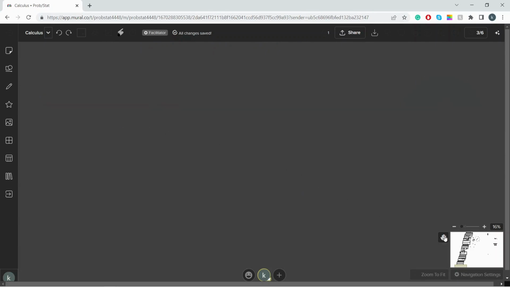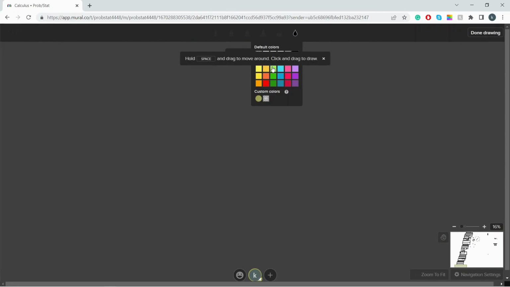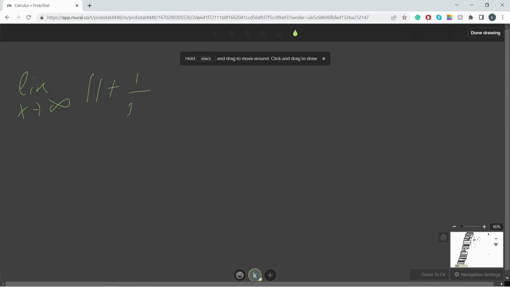Okay, in terms of the remaining two problems, one of the problems we're going to solve is the limit as x approaches infinity of 1 plus 1 over 2x raised to the x. Okay, so how are we going to solve this problem?